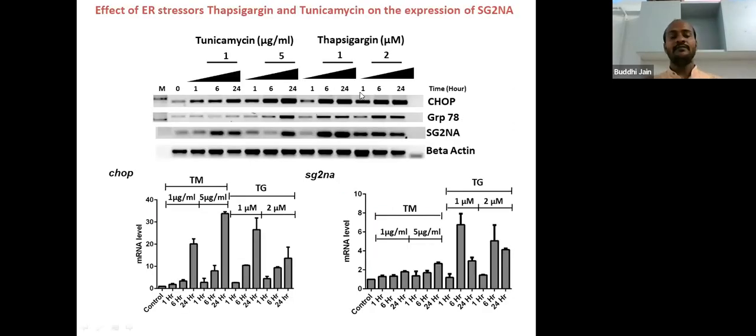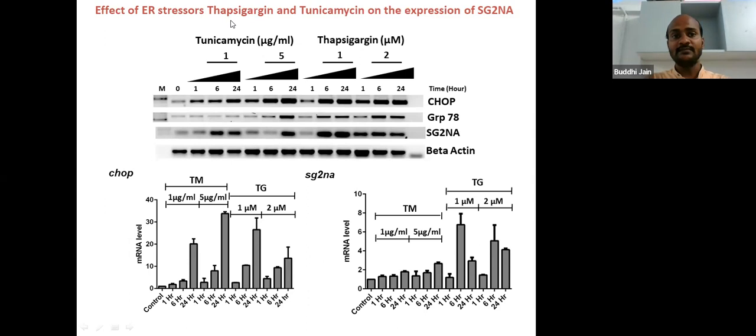In another experiment, we induced the ER stress by using ER stressors like thapsigargin and tunicamycin. These chemicals induce the ER stress. How does thapsigargin do this? Thapsigargin is an inhibitor of the calcium ATPase inside the cells. If the calcium ATPase is inhibited, the calcium cannot be pumped or transported into the endoplasmic reticulum.